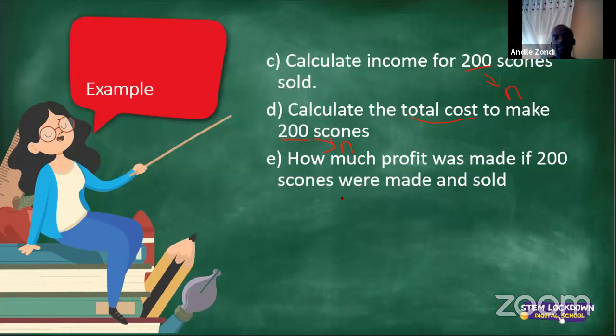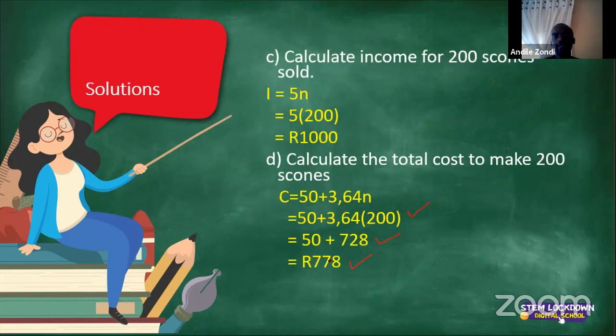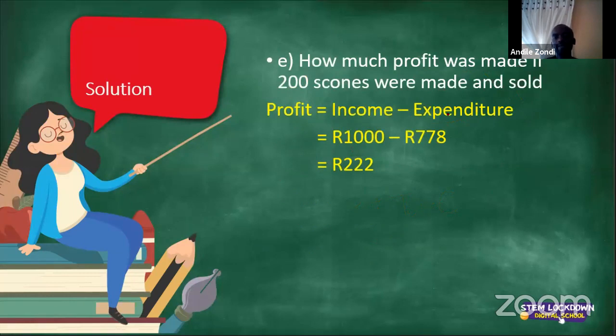Okay, obviously, step number 1, write your formula. Profit equals income minus your cost or your expenses or your expenditure, same thing. Okay, now for 200 scones, remember, we've already done the calculation. Our answer was 1,000, if you recall. If we sell 200 scones, we'll be making 1,000. But if you made 200 scones, it cost us about 778.